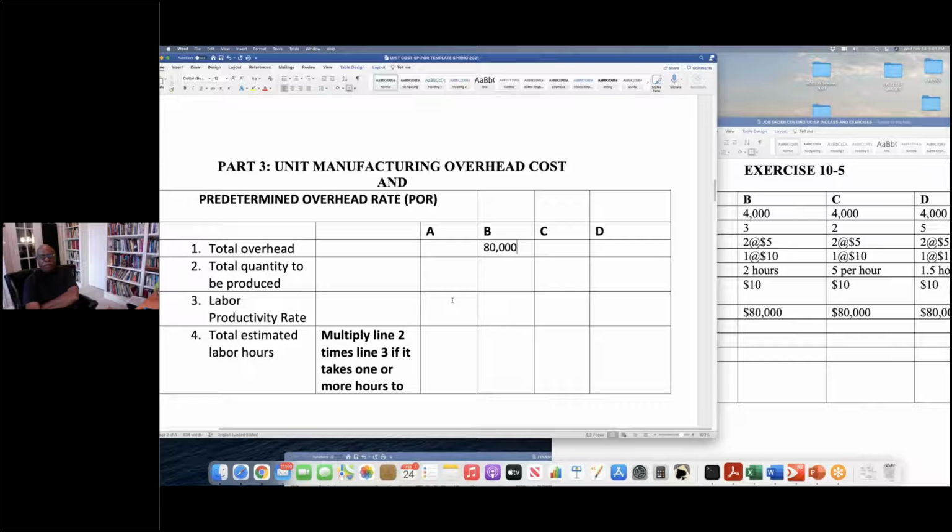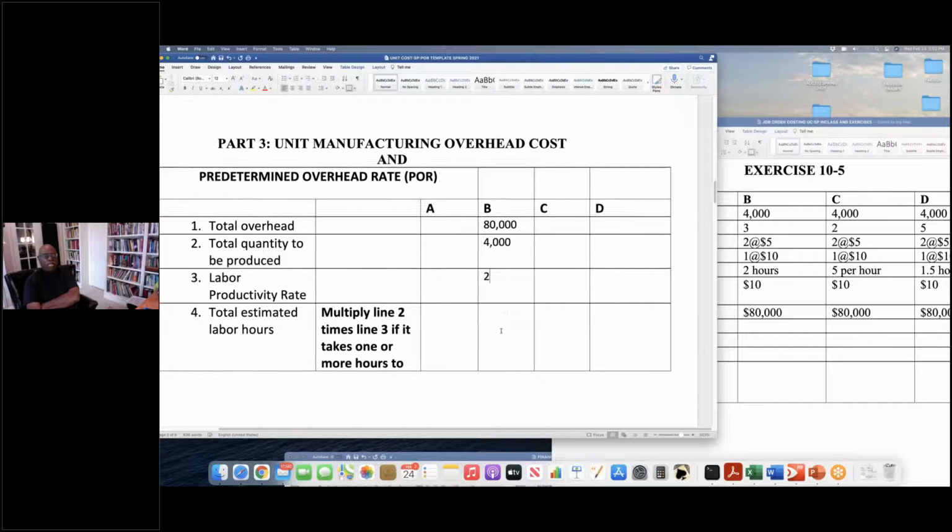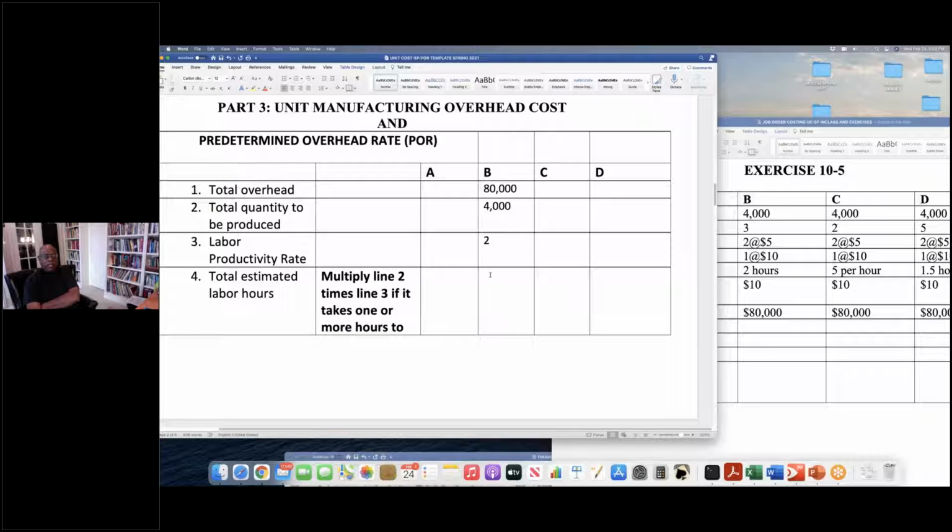What's the quantity to be produced? 4,000. The productivity rate is what? 2. Nothing else, just 2. So if it takes us 2 hours to make one, how many hours is it going to take us to make 4,000? 8,000.